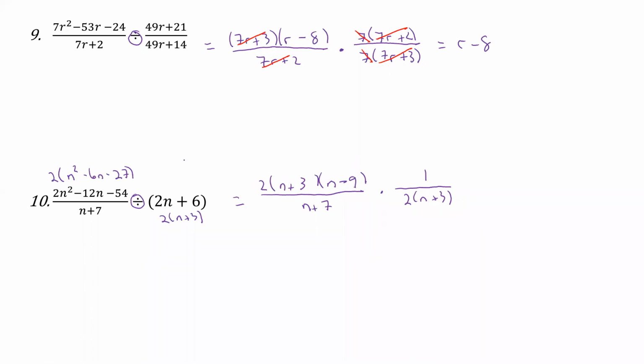So now does that give me what this is? Well, that's going to be n squared minus 9n plus 3n, so it's going to be minus 6n. That gives me that, and then minus 27. So that looks good. And so now I get to have the fun of canceling. Well, 2 cancels 2, n plus 3 cancels n plus 3, and now I'm left with a binomial over a binomial. And so it gives me n minus 9 over n plus 7.